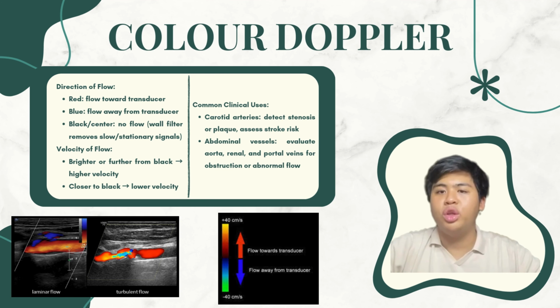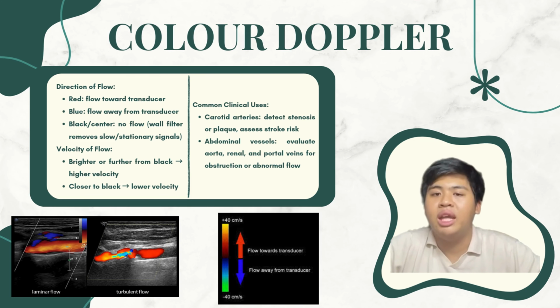So in variance mode, we can also see a laminar versus turbulent flow, which helps us detect abnormal circulation. Clinically, color Doppler is often used for the carotid arteries to detect narrowing or plaque, and for abdominal vessels such as aorta or renal arteries, it is to check for blockage and abnormal flow. So, color Doppler not only shows us where the blood is flowing, but it also gives us important information about how fast and how smoothly it flows, making it a valuable tool in medical diagnostics.